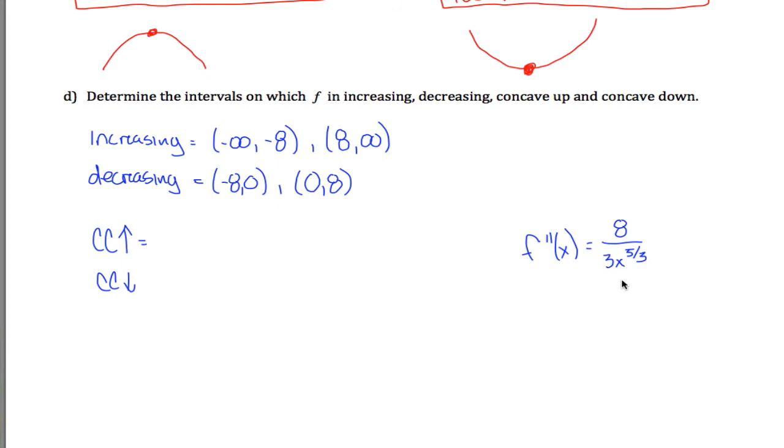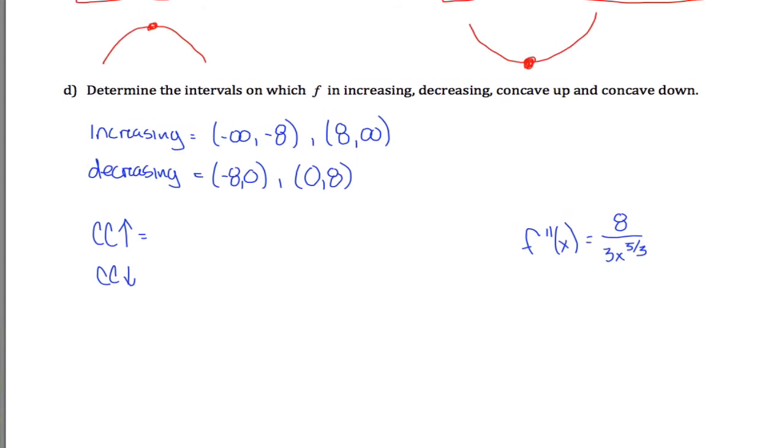So the only place where this thing switches concavity is when x equals 0. The thing never equals 0, but it's undefined when x equals 0 because I'd divide by 0. So the only possible place where it can switch concavity is when x equals 0. So I just need to know when it's to the left of 0, is it concave up or concave down? And when it's to the right of 0, is it concave up or concave down?